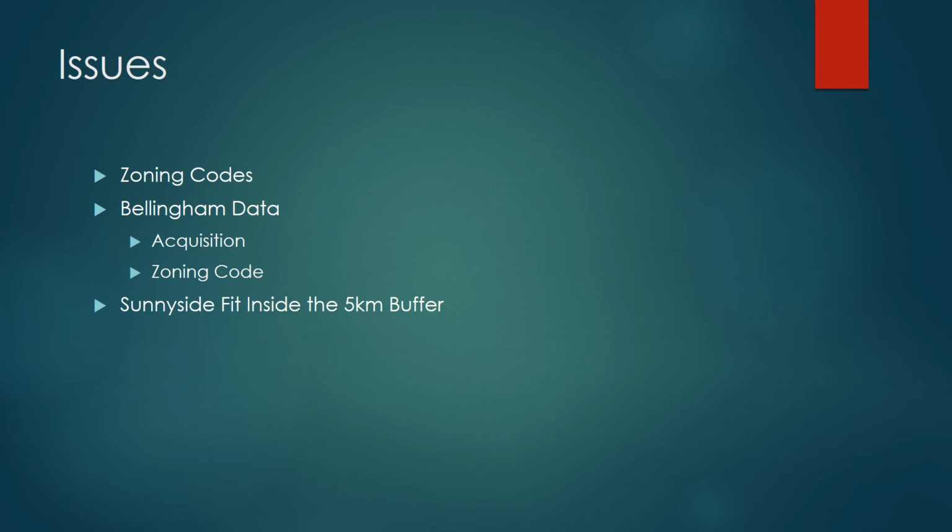Issues I came across while doing this project included zoning codes, which seem to vary from city to city and county to county. Bellingham's zoning code is very, very different from everything else. Its data was also extremely hard to get. And the last issue we came across was that Sunnyside fit within my 5-kilometer border.